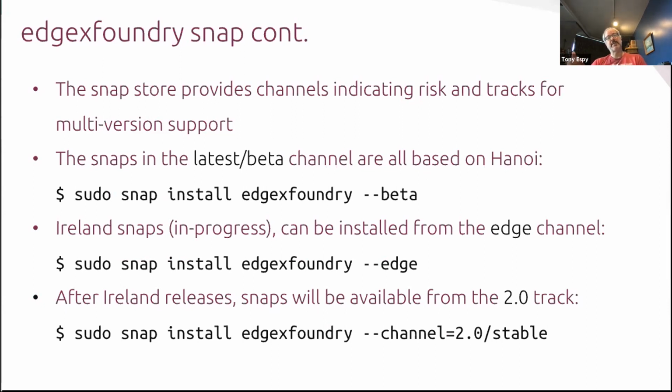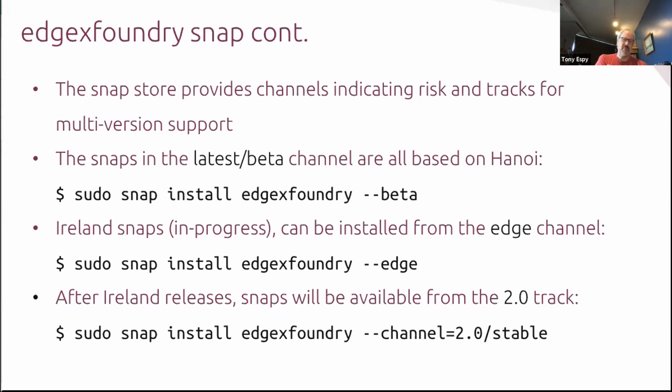So today, the snaps in the latest beta channel are all based on Hanoi, and that actually should read latest stable and beta because there are snaps available in latest stable. But many of the features that I'm going to talk about in the next few slides are currently only available from the beta channel. So again, if you want to play around with anything that I talk about today, use the beta channel. We plan on releasing these to stable in about the same time as Ireland in the next week or so.